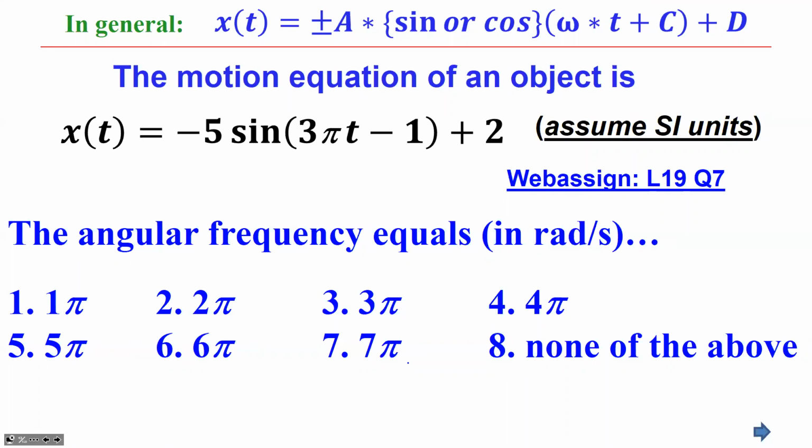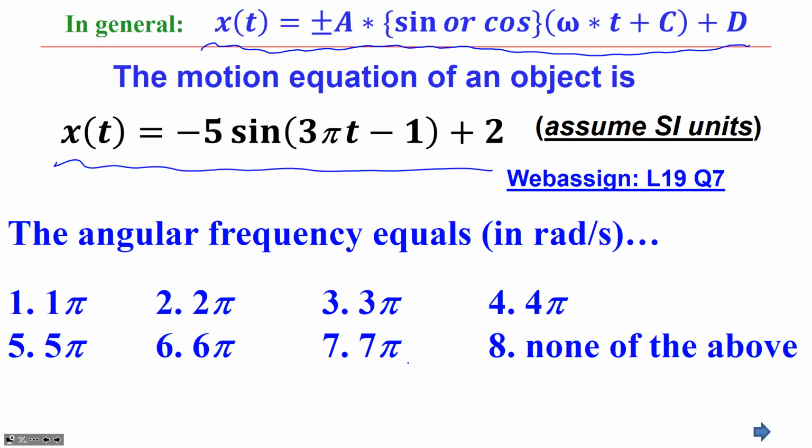So this is the general equation for simple harmonic motion. This is the specific one. You need to take a look at both and make a conclusion about angular frequency. What is angular frequency? This omega. That's the angular frequency. And based on your choice, you should enter your answer into WebAssign. And I'm going to do the same.